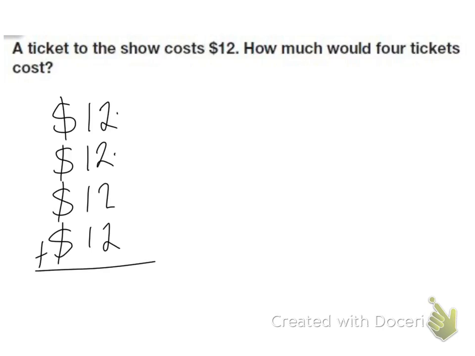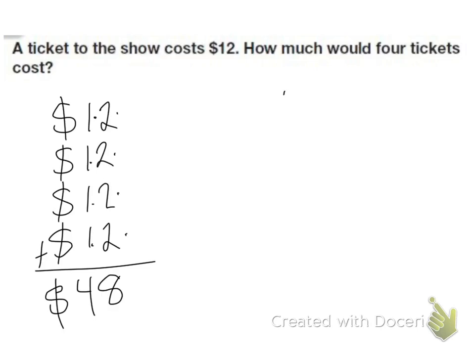So 2 plus 2 is 4, plus 2 is 6, plus 2 is 8. There we go. Got ahead of myself. Okay, and then I'd go 1, 2, 3, 4. $48. Okay, the second way would be by multiplying.